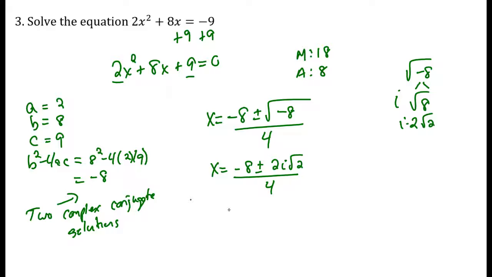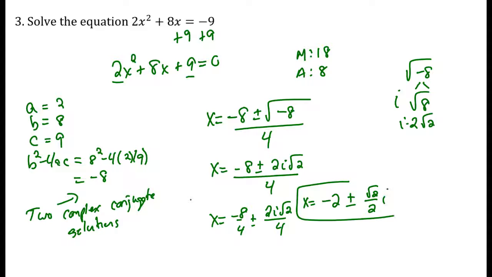Well, I can distribute that division by 4 and get x equals negative 8 over 4 plus or minus 2i radical 2 over 4. Negative 8 over 4 is negative 2, plus or minus 2 divided by 4 is a half, so radical 2 over 2i, if I use the commutative property there.